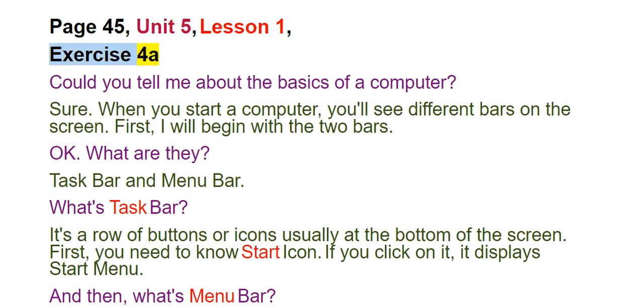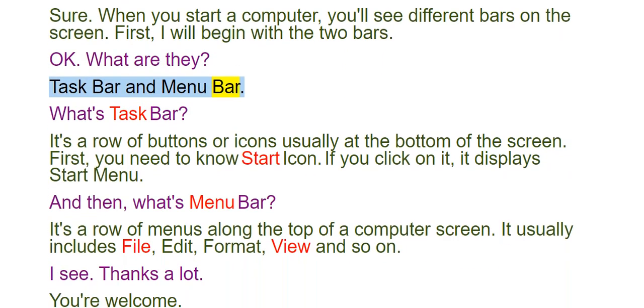Page 45, Unit 5, Lesson 1. Exercise 4A. Could you tell me about the basics of a computer? Sure. When you start a computer, you'll see different bars on the screen. First, I will begin with the two bars. Okay. What are they? Taskbar and menu bar. What's taskbar?